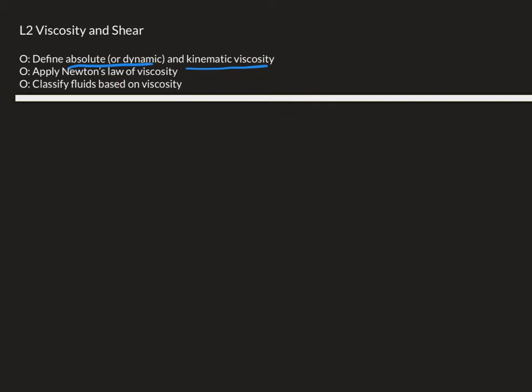Anyway, today we're going to be doing viscosity and shear, and the objectives today are to define absolute or dynamic viscosity and kinematic viscosity. These are two different viscosities. They're related mathematically, and we'll talk about them. Then we're going to apply Newton's law of viscosity. Like everything, Newton figured it out. And then we're going to talk about how you can describe different fluids based on their viscosity. In this course, we're really only going to deal with one type of fluid, a Newtonian fluid.